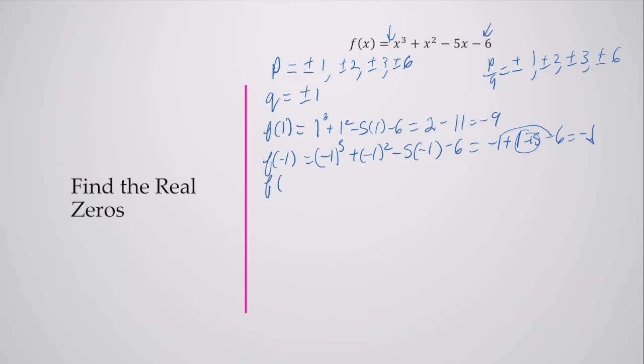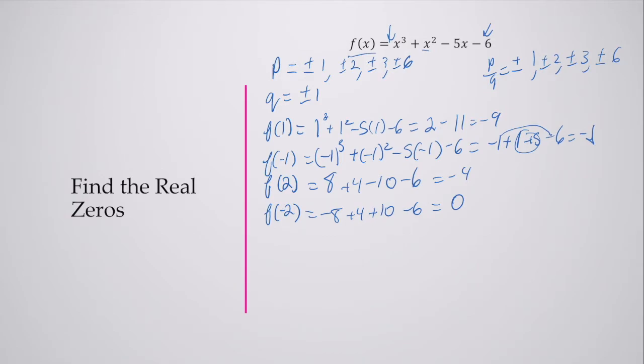Let's do 2. F of 2 is 2 cubed, which is 8, plus 4 minus 10 minus 6. Again, that's definitely not going to equal 0. That's a negative 4. And now we're getting frustrated, but let's try this again. F of negative 2 gives me negative 8 plus 4 plus 10 minus 6 by substituting a negative 2 into f of x. And that gives me 0. Ding, ding, ding. We have a winner.